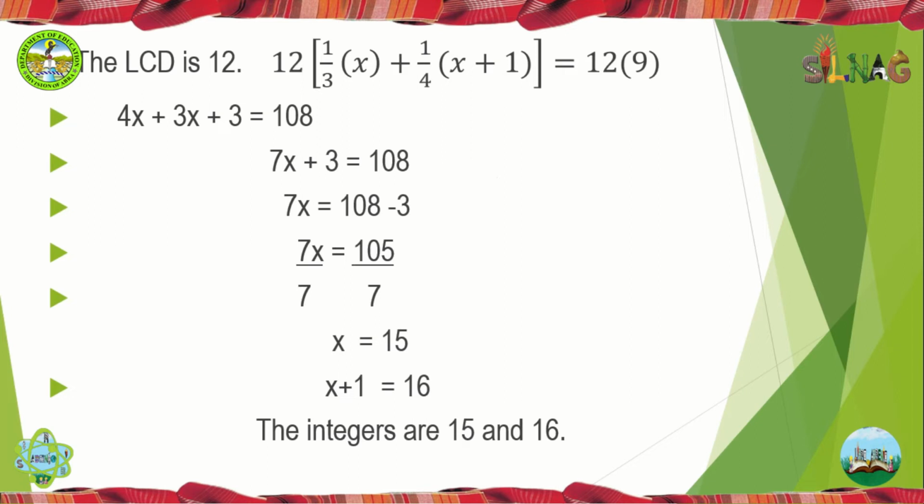And then next, we have to combine similar terms. So 4x plus 3x is 7x, plus 3 is equal to 108. Then we transpose 3, so we have negative 3. And then 7x is equal to 108 minus 3, which is 105, divided by 7. So we have x equal to 15. This is the first integer. And then the second integer will be x plus 1, which is 15 plus 1, which is 16. So the integers are 15 and 16.